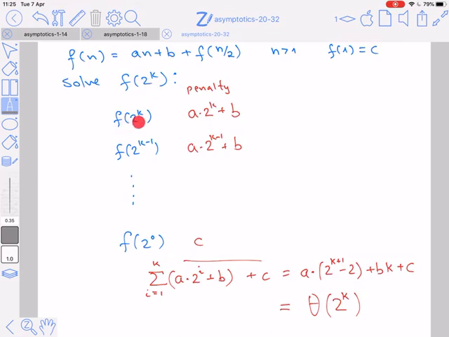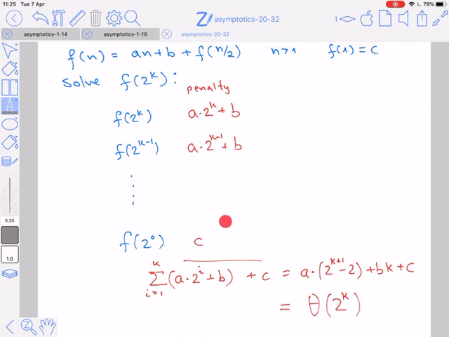So we have f of 2 to the k, we have the penalty, which is a times 2 to the k plus b, and then we have the recursive application, f of 2 to the power of k minus 1, and we have a penalty in this case, which is a times 2 to the power of k minus 1 plus b, and we continue in this fashion until we reach the base case, 2 to the power of 0, in which the penalty is c.